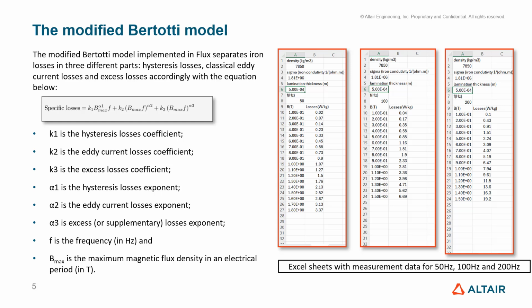In case of modified Bertotti model, the input data required by identification tool consists of set of files relating the peak magnetic flux density Bmax in the material to specific iron losses. The input file also contains additional information such as frequency, material density, electrical conductivity, and lamination thickness. An example of input Excel file is given here.